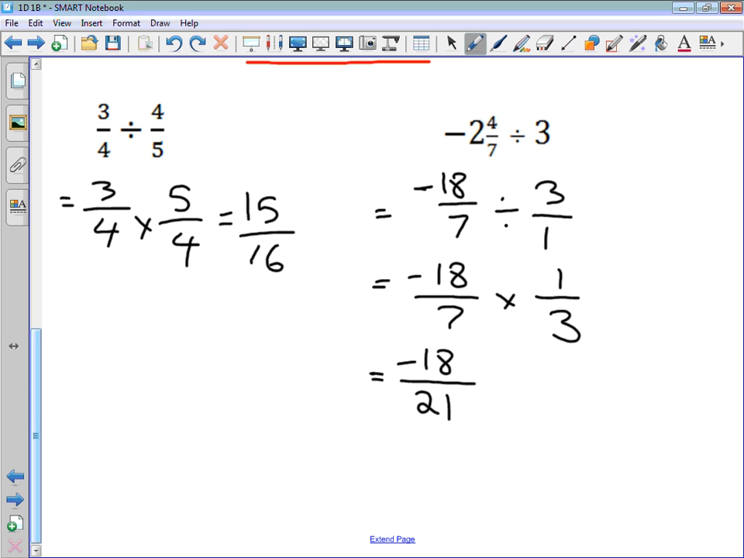Multiply numerators to get negative 18. Multiply the denominators. 7 times 3 is 21. And then we check to see if this is in lowest terms. Well, I know that I can divide both the numerator and the denominator by 3. So I'm going to actually end up with negative 6 over 7. Okay. And that's as good as we can do. Okay, so that's multiplication and division.